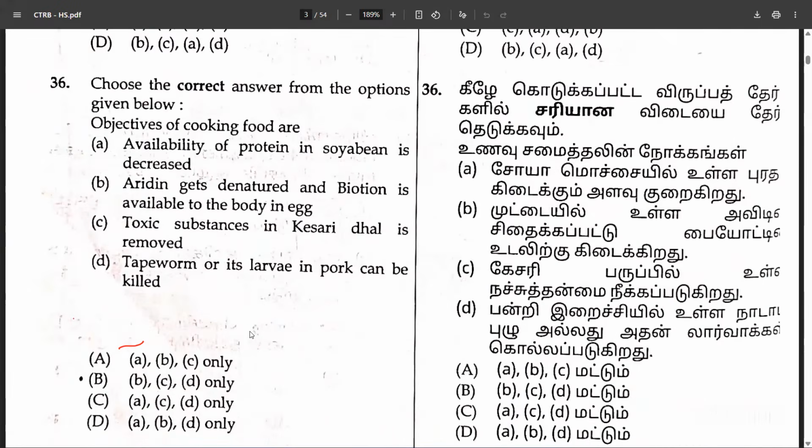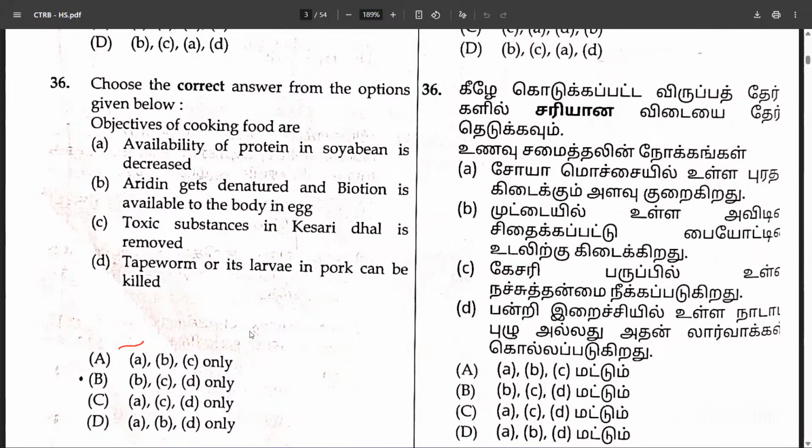Then the 36th question is to choose the correct answer from the options given below. Here the question is about the objective of cooking of the food. The correct answer will be B. So what will be the objective of cooking? Availability of protein in soya bean is decreased. This we will be eliminating. Option A will be eliminated. The correct answer will be B, C, D.